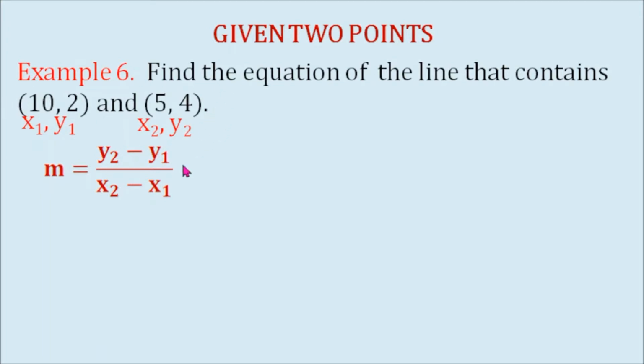Substituting these numbers to our formula, this is what we get. M equals 4 minus 2. That's y sub 2 minus y sub 1. Over 5 minus 10. That's x sub 2 minus x sub 1. Now, 4 minus 2 equals 2, and 5 minus 10 is -5. So our slope is -2/5.